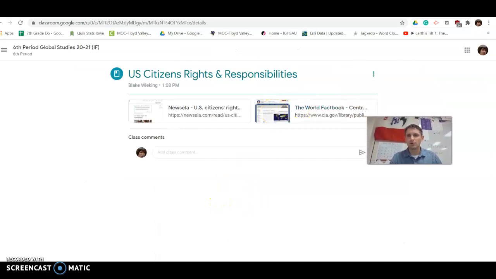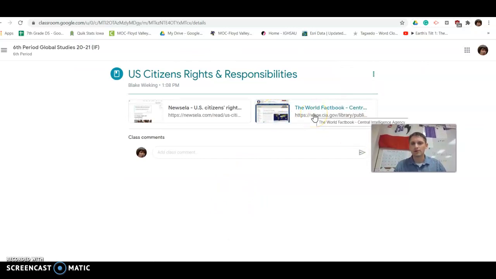The websites that I had classes use were the CIA World Factbook, and Culturegrams, which we've used before. You can see the username and password is right up there if you need to get in.